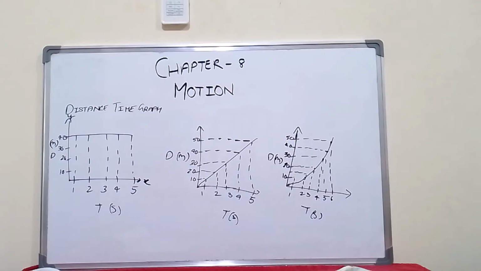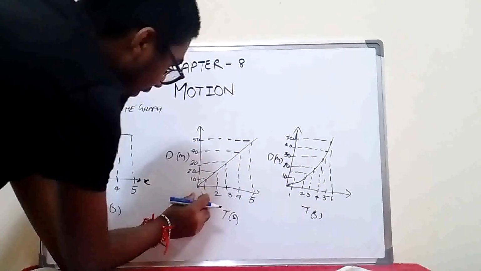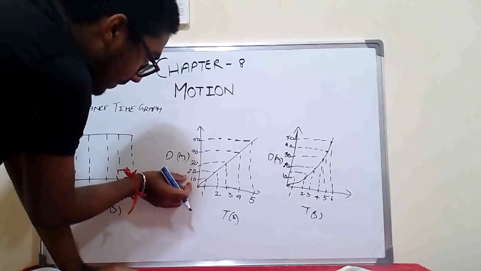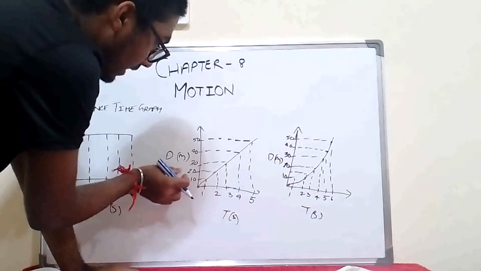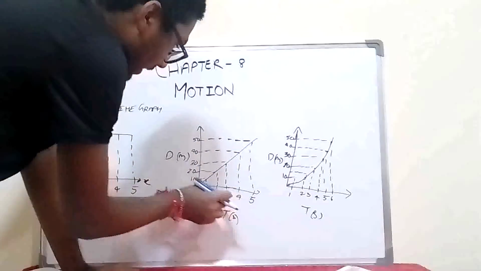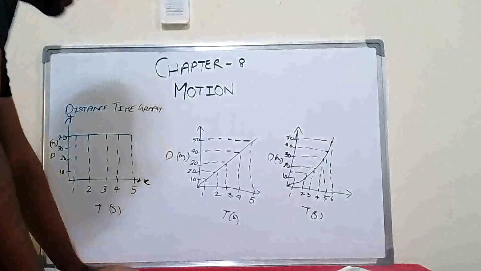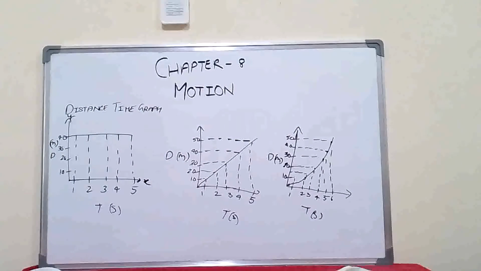Now moving to the second example. In the second example, we can see that the body is moving with a uniform speed because in the first second it covers 10, the next second it covers 10 more, the third second it covers 10 more, etc. So here we can see that with every second the body is covering 10 more meters. So it is a uniform speed.